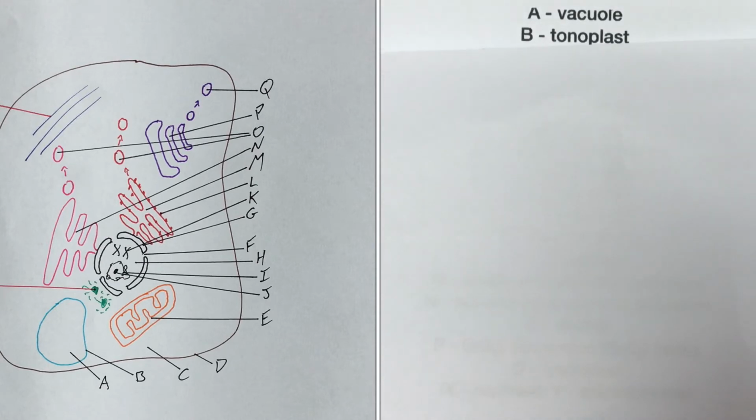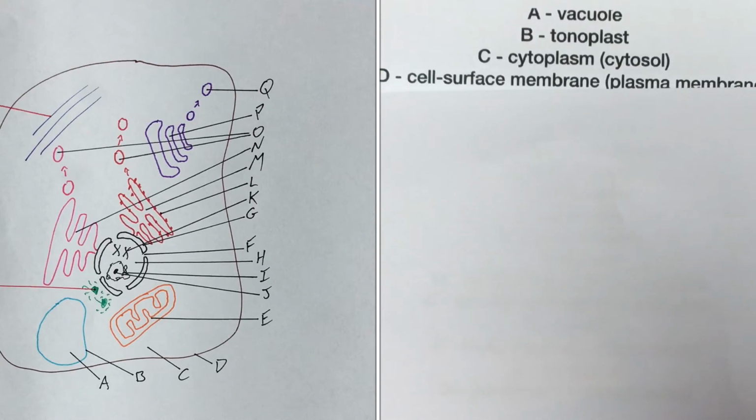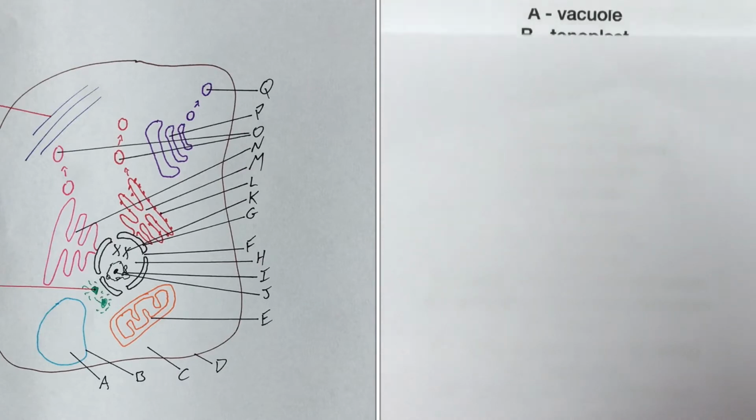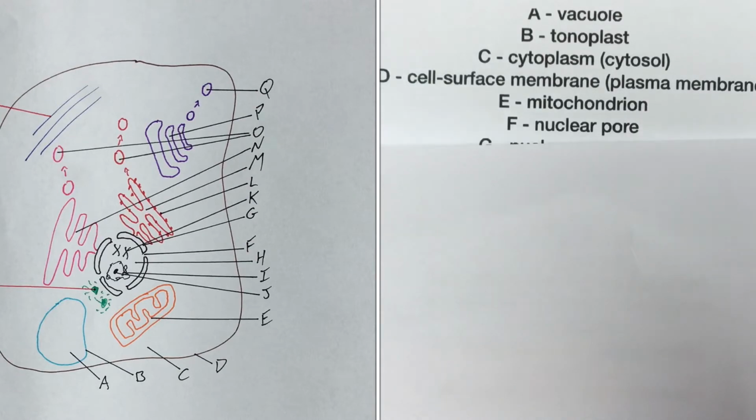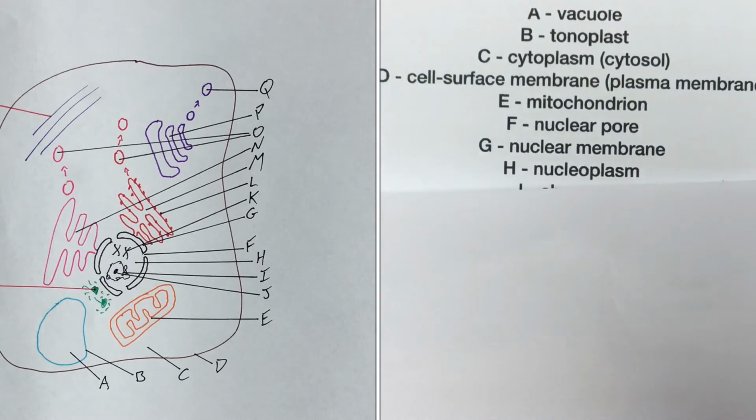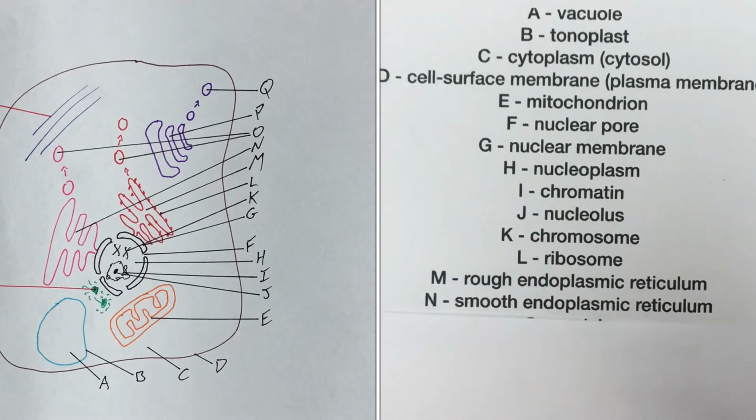So start at A, vacuole, yep, I'm right. B, tonoplast, I knew that one, good. C, that's the cytoplasm, excellent. D, cell surface membrane. Keep on going, keep on going. If you get one wrong though, go back to the beginning and start again. And then keep going until you can label every single one of those organelles. And when you can, well, hey, you're an advanced biologist and you're ready for the test. And that's coming next.